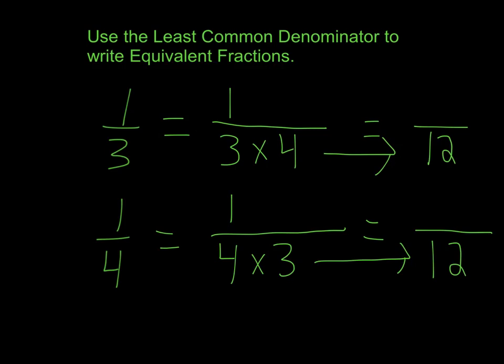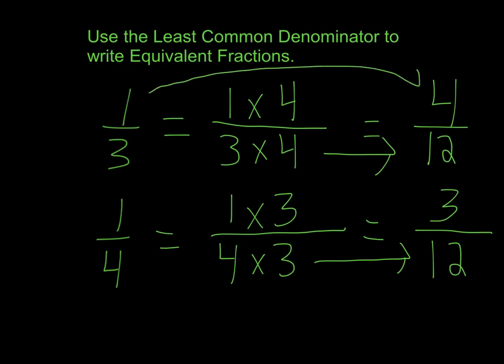What we multiply by on the bottom will also be multiplied by on top. So we'll multiply 1 times 4 to equal 4, and 1 times 3 to equal 3. We can now see that 1/3 is equal to 4/12, and 1/4 is equal to 3/12.